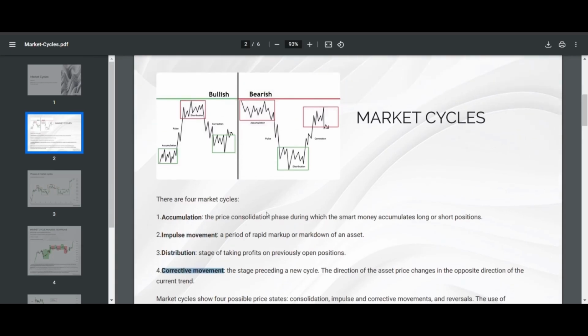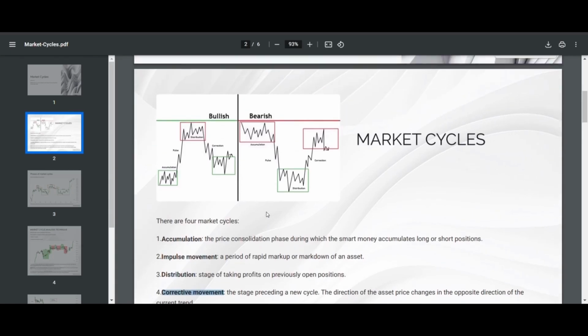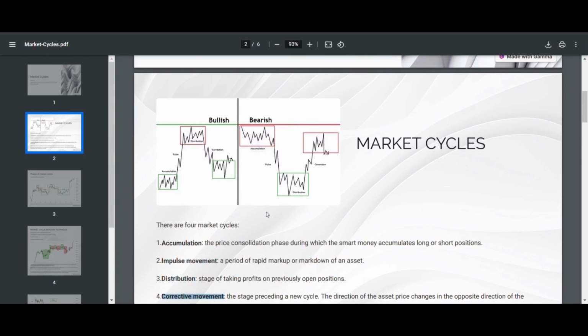Market cycles. I show 4 possible states of price. These are consolidation, impulse movement, corrective movements, and also reversal. The use of institutional tools allows to determine the current and likely future price phase, enabling the trader to trade systematically and as effectively as possible.